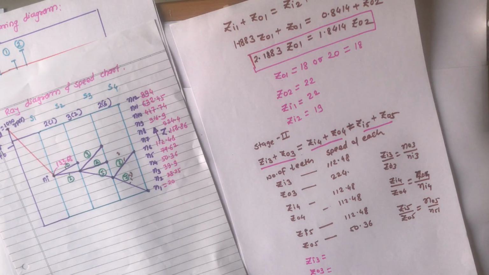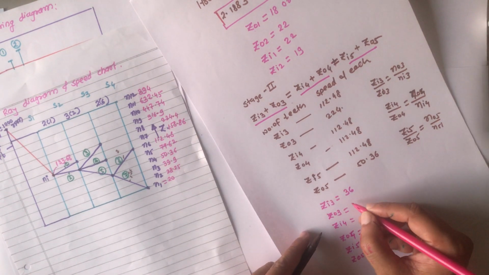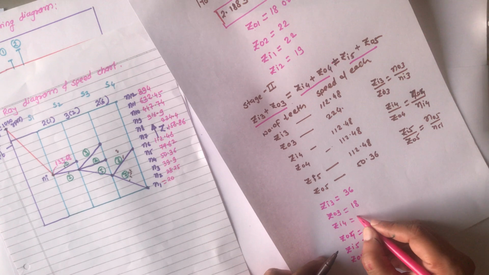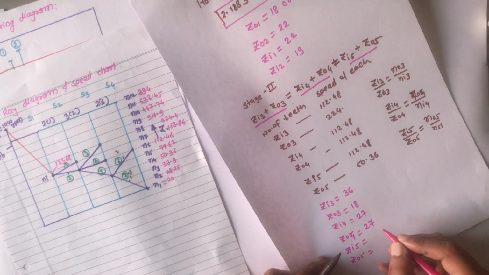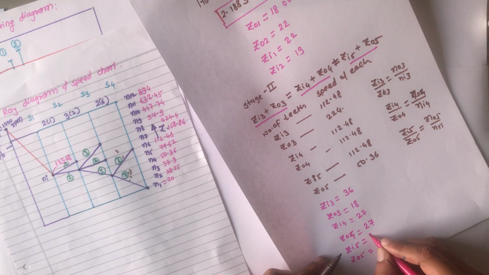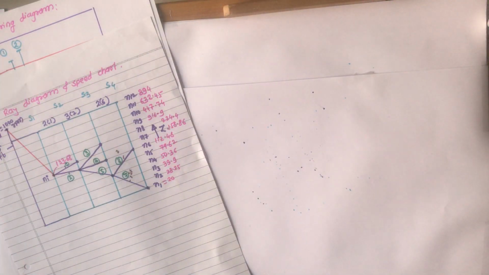Now we get Zi3 is 36, ZO3 is 18 teeth, Zi4 is 27 teeth, ZO5 is 36, that is 18 teeth and 36 teeth. These are for stage number 3. Now next is the next stage.